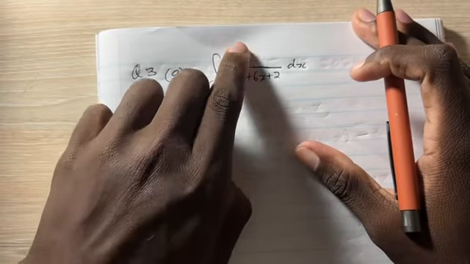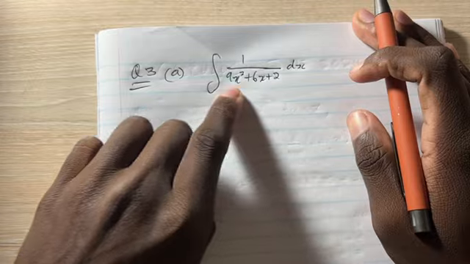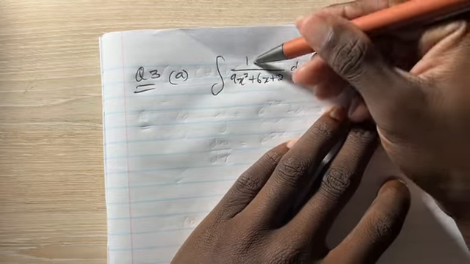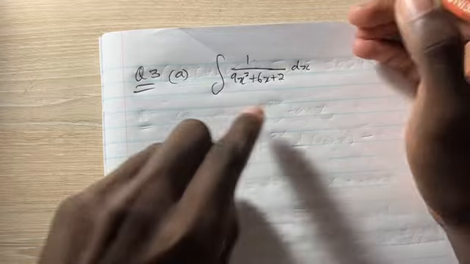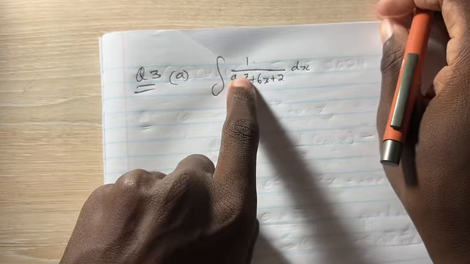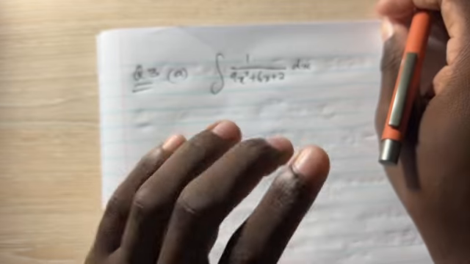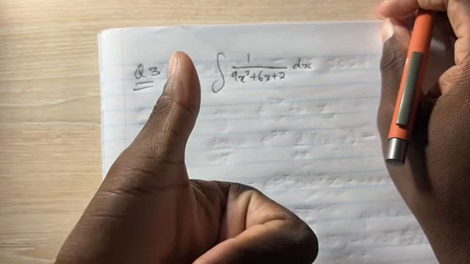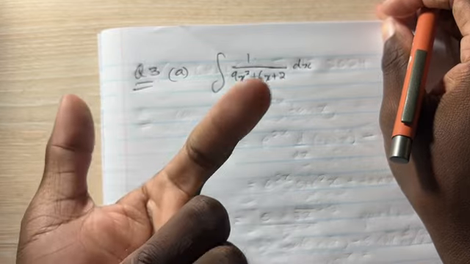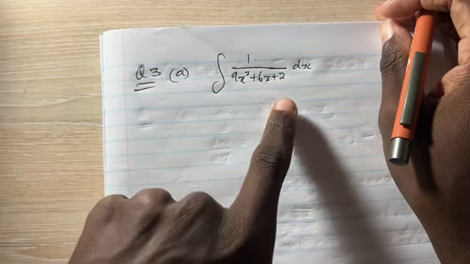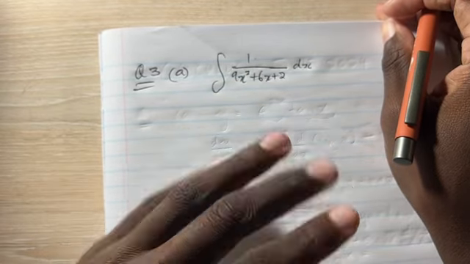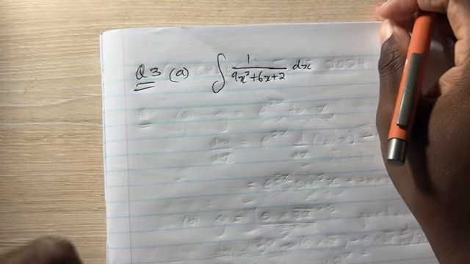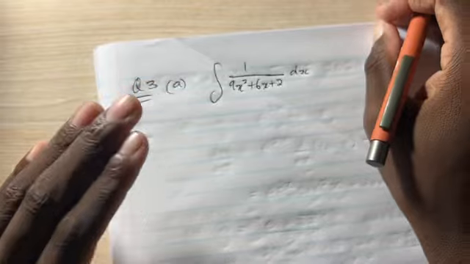anytime you find 1 over a quadratic polynomial, so this is quadratic because the highest exponent is 2, anytime you find that, you first complete the square, then you make sure you have a 1 on the other side. I'm going to show you how you do that, but complete the square and then make sure you have a 1 on the other side. And then you're going to see what integral that is. So let's first try to complete the square.